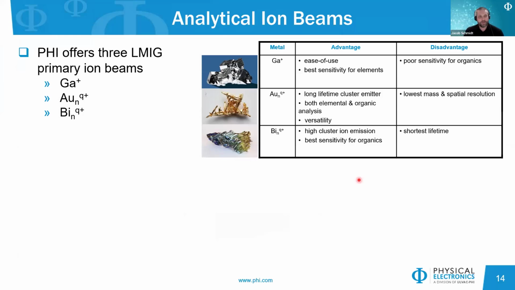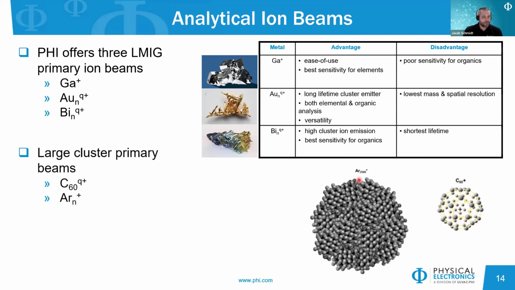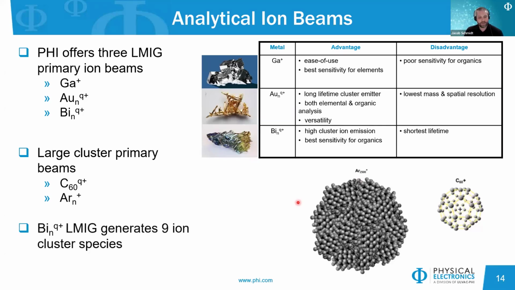To move on to the hardware, PHI offers 3 LMIG primary ion beams: gallium, gold, and bismuth. And these all have their advantages and disadvantages. And we can also use large cluster primary beams, such as C60 or large argon clusters. In this talk, we will focus on the bismuth LMIG, which can generate 9 cluster ion species listed here. So the first challenge will be to select one of these ions for primary analysis.